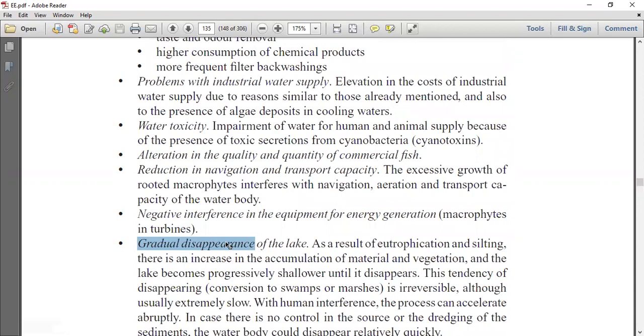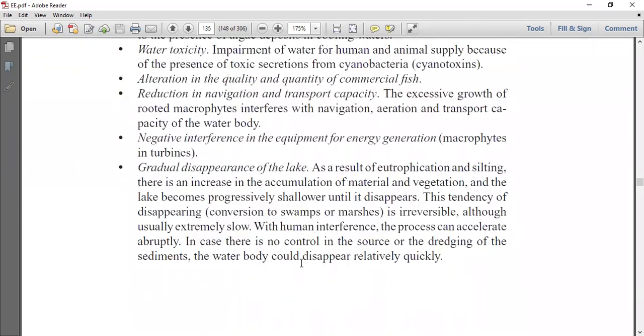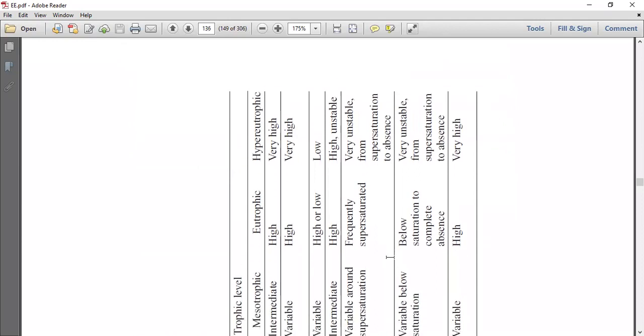As a result of eutrophication and silting, there is an increase in the accumulation of material and vegetation, and the lake becomes progressively shallower until it disappears. This tendency of disappearance is irreversible, although usually extremely slow. With human interference, the process can accelerate abruptly. In case there is no control of the sources of sediment, the water body would disappear relatively quickly.